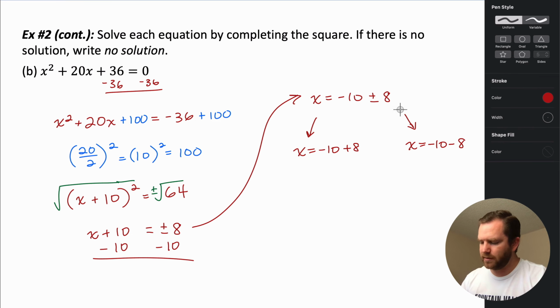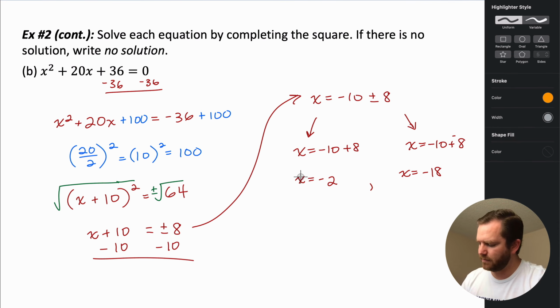Now, this is important, not necessarily in this step, but in some future problems that we're going to look at. So what is negative 10 plus 8? That's going to be negative 2. Negative 10 minus 8, you can think of that as adding a negative. So it's getting more negative, so that would be negative 18.